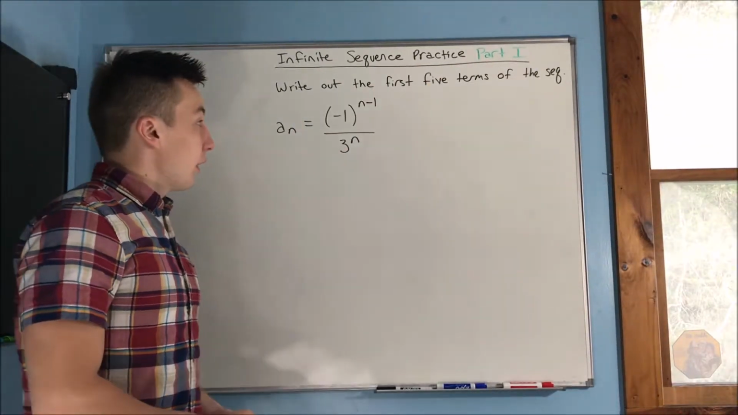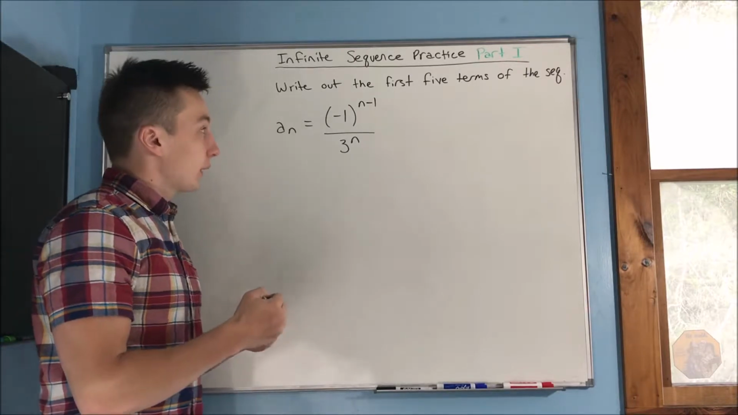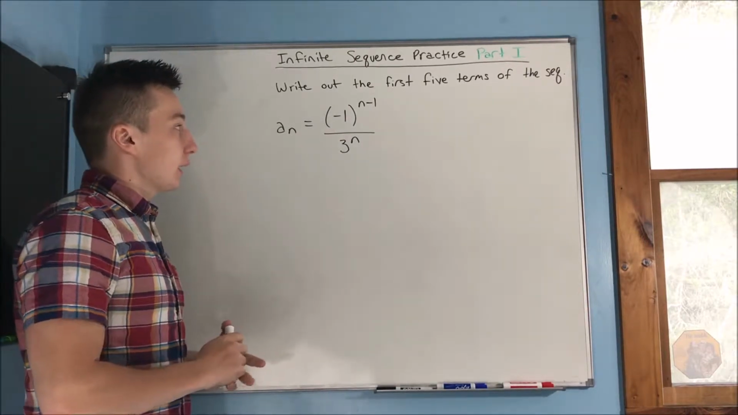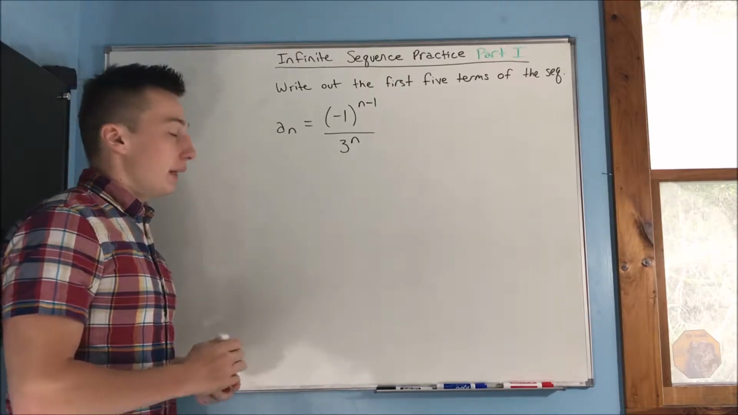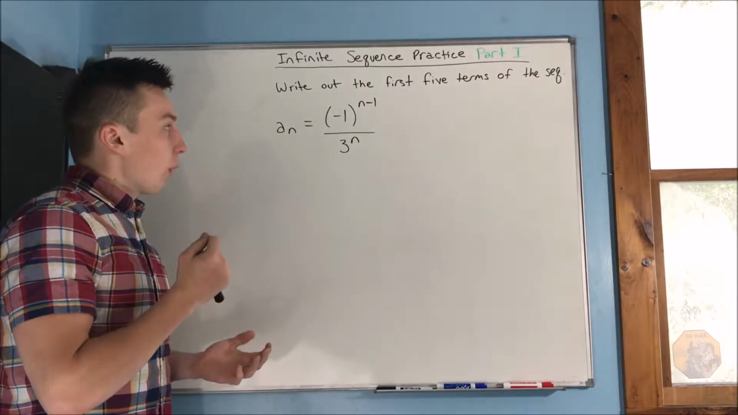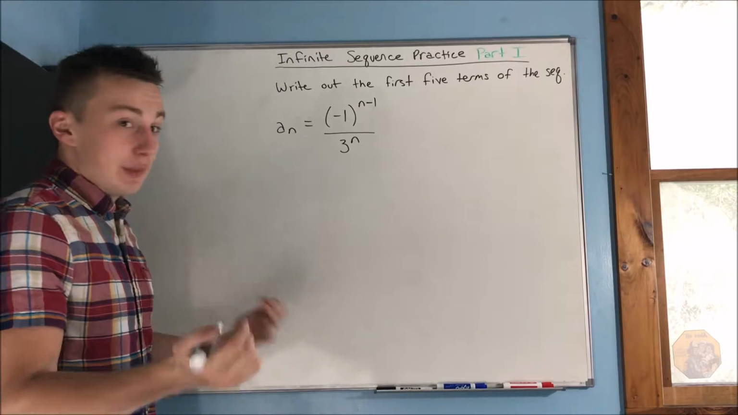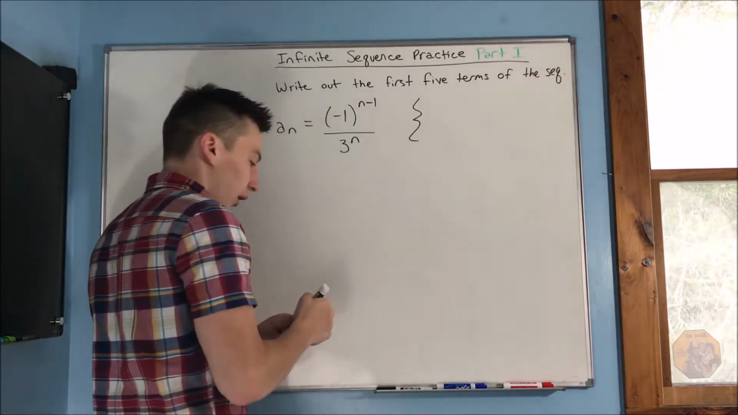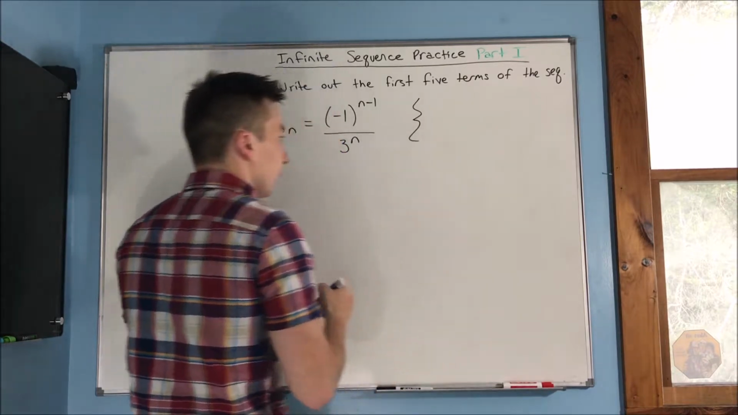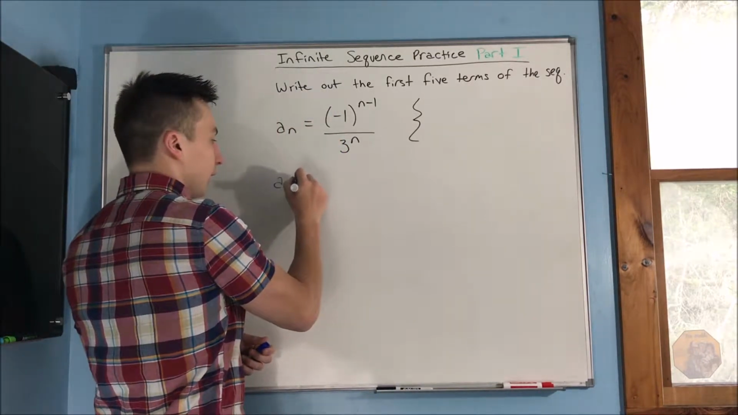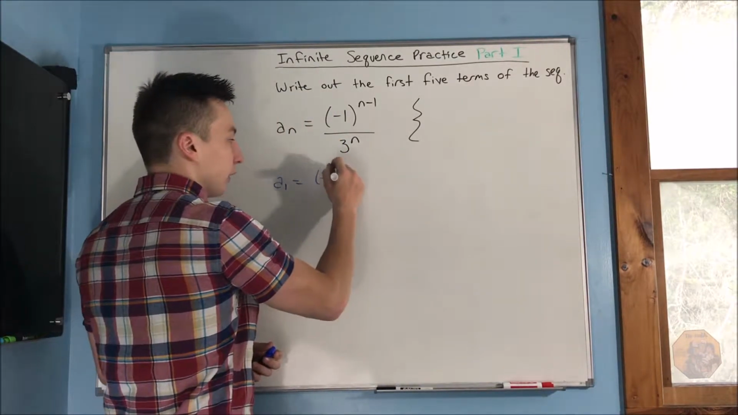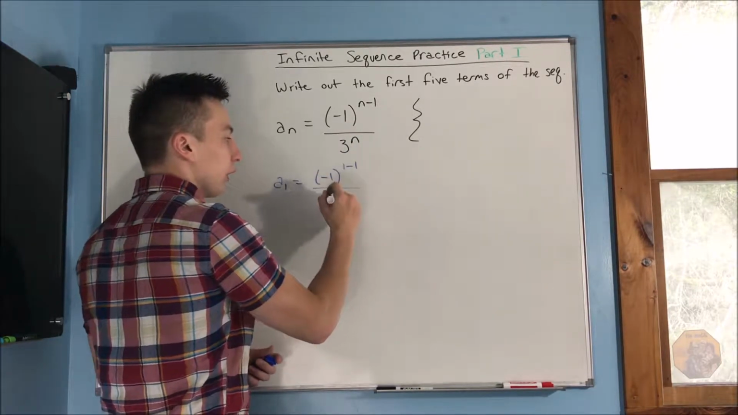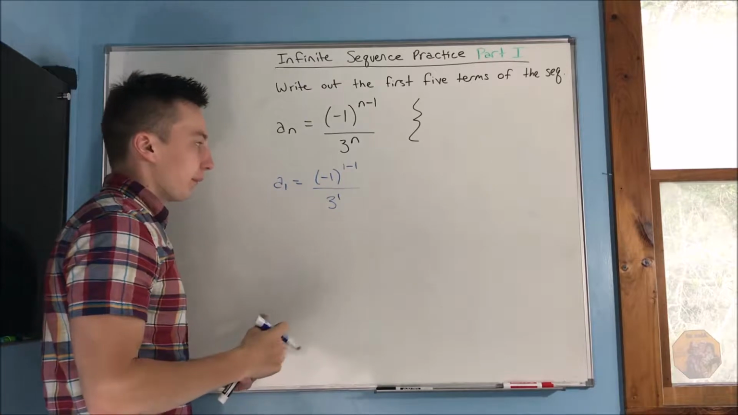Now, what about this sequence right here? We have a sub n equals -1 to the n minus 1 over 3 to the n. Well, first off, we just need to start off with a sub 1. We'll get our curly bracket going right there. So a sub 1 is going to equal -1 to the 1 minus 1 over 3 to the first power.